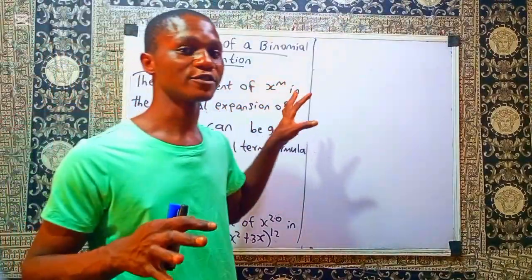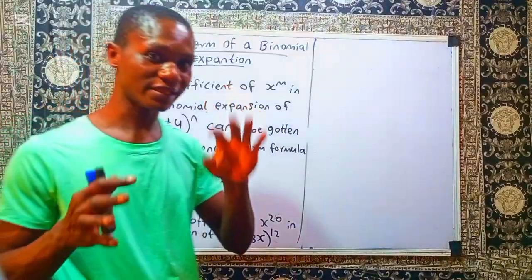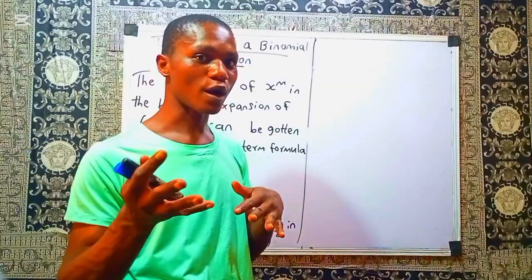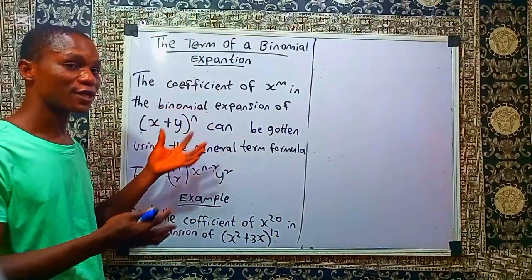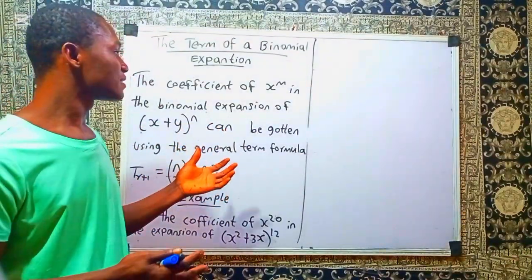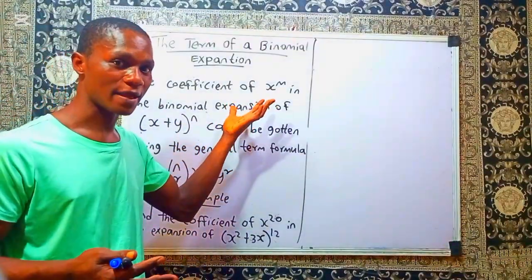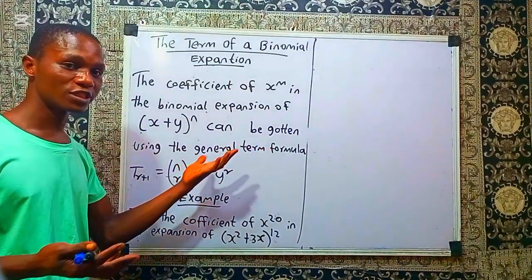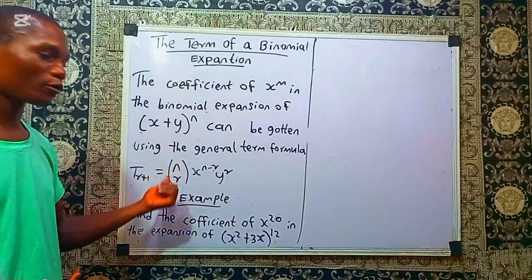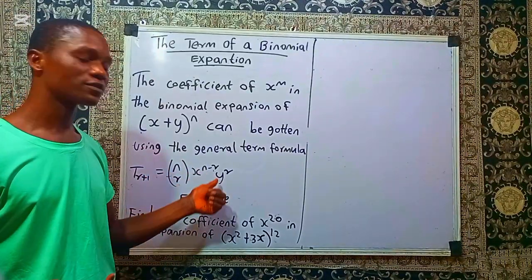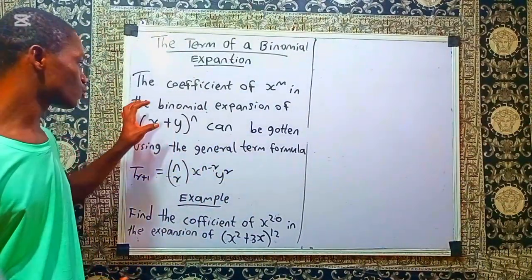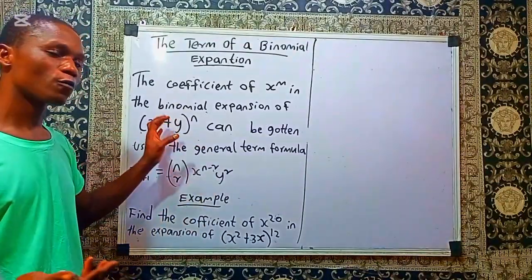The coefficient of x raised to power m is the coefficient of the term having x raised to power m. The question is, how do we get that term? You have a binomial expansion problem of the form (x + y) all raised to power n, and you want the term having x raised to power m so that you can get the coefficient. You use the general term formula: T sub r plus 1 equals n combination r, multiplied by x raised to power n minus r, y raised to power r. Of course, x is just a notation standing for the first quantity inside the bracket, while y stands for the second quantity inside the bracket.